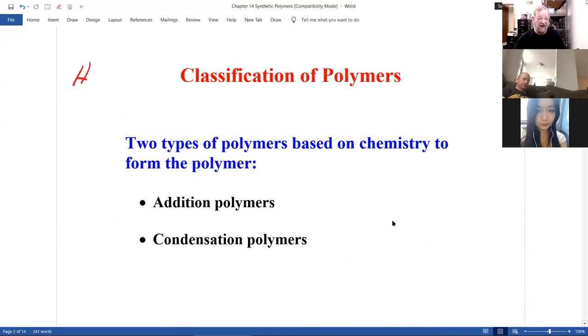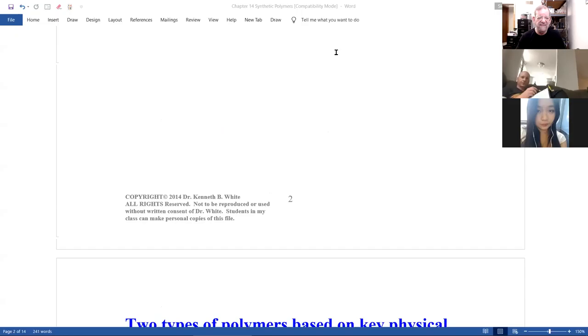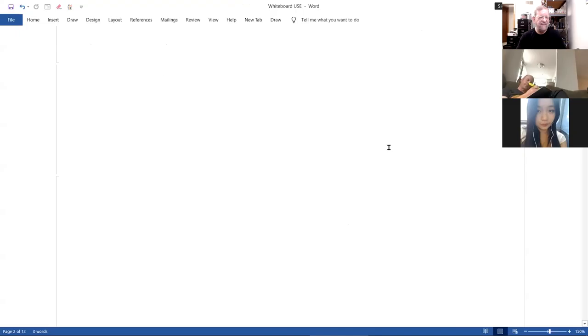All right, so you should know polymers are macromolecules built by repetitive linking of smaller units called monomers. Now, when we talk about polymers, there are ways of classifying them. One is based on the chemistry. The other is based on a key physical property. When we talk about chemistry, there are two types of polymers. One is addition polymers. The other is condensation polymers. And this is what you should know.